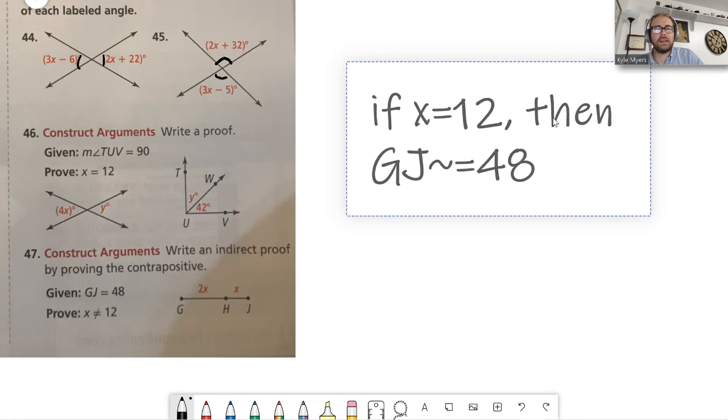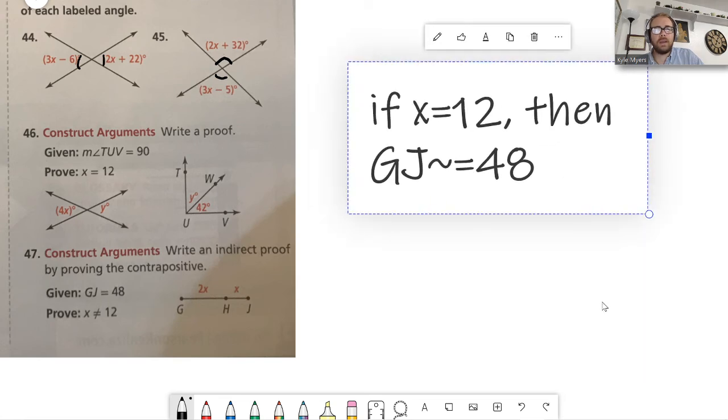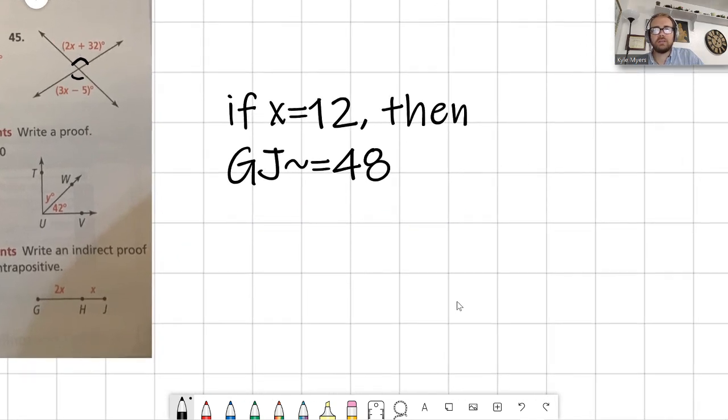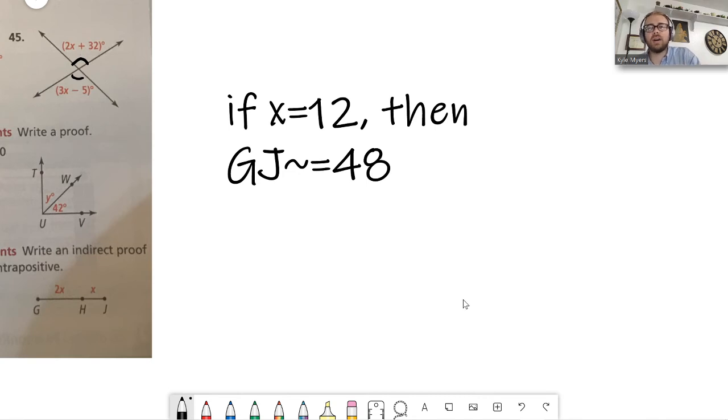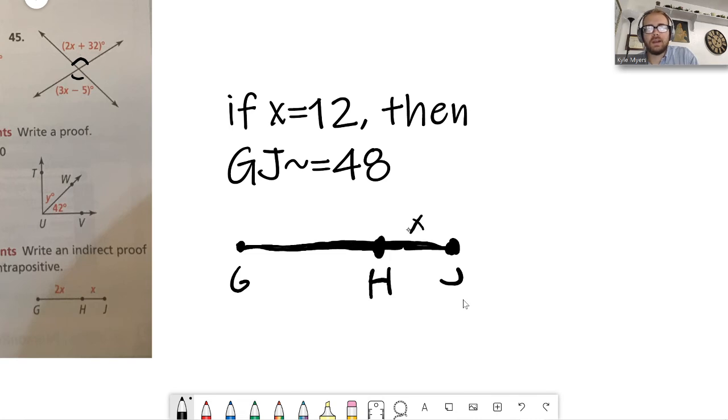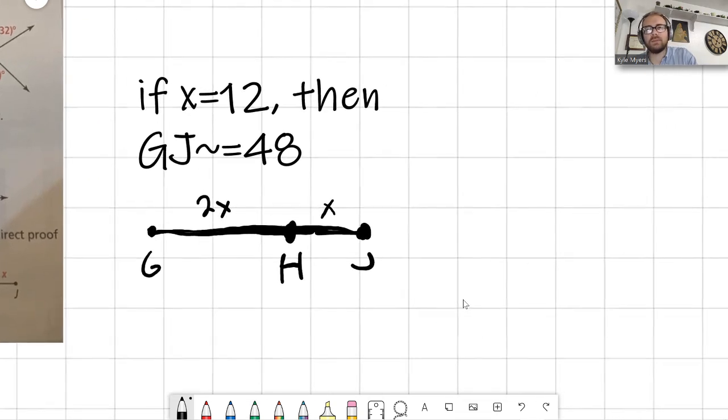And I'm going to move him over here. And then I'm also going to rewrite this picture, and that way we have room for our proof and our work. So we have G all the way over, let me try to make a straight line here, G all the way over to J, and somewhere over here is H. That's x, and that's 2x. Okay, so that's our stuff.